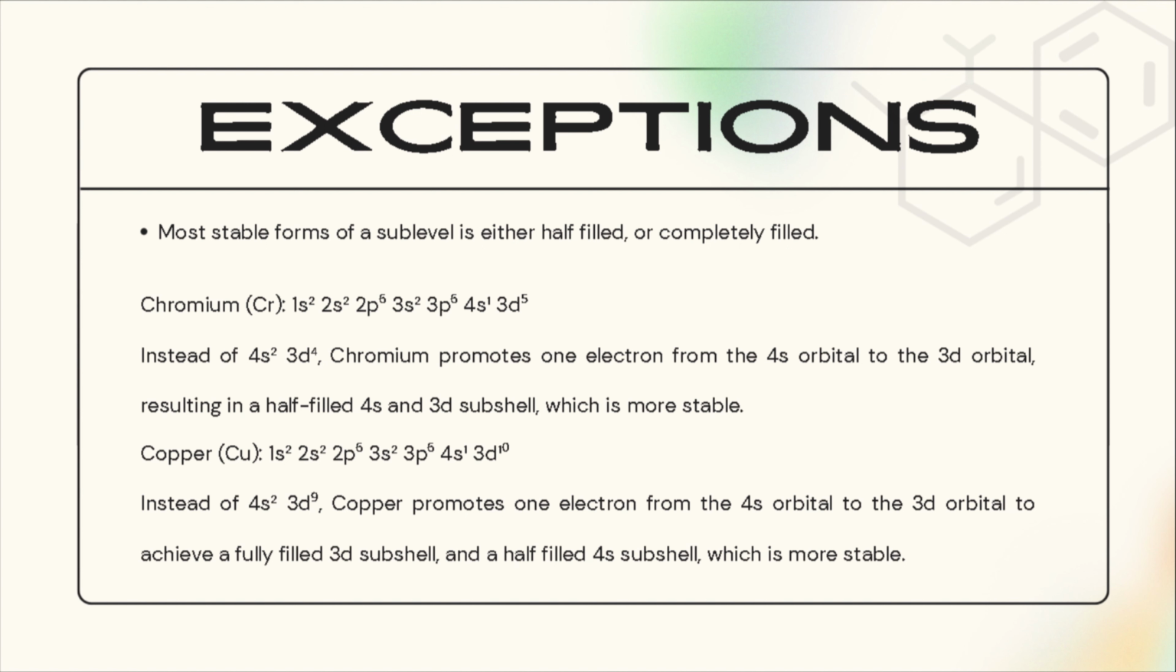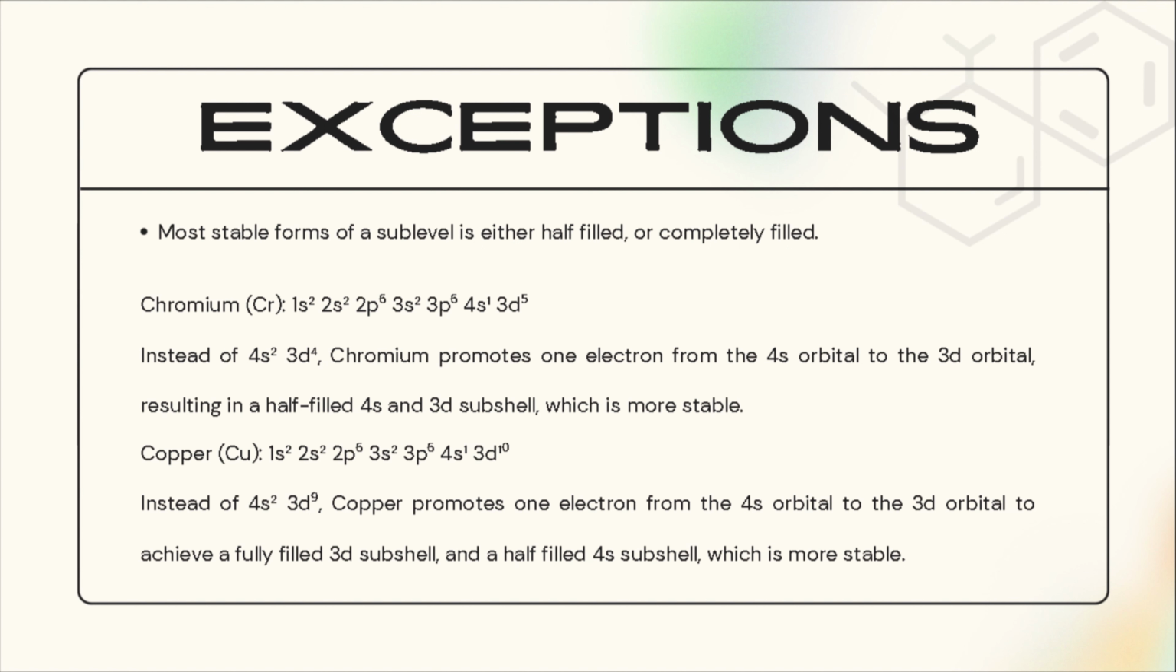If we had written 4s2 and 3d4, 4s would be completely filled, but 3d4 is not. So to maximize stability, we will fill 4s1 halfway and 3d5 halfway. If you remember, the d subshell has 5 orbitals, so 1 electron in each orbital means it's half filled, as well as 4s. Copper, that is also an exception.